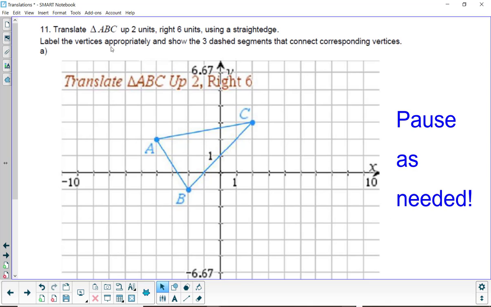So what it says is we want to translate triangle ABC up 2 units and to the right 6 units using a straight edge or a ruler. Label the vertices appropriately, hope you know what I mean by that, and show the 3 dashed segments that connect corresponding vertices. We're going to show that connected segments part.